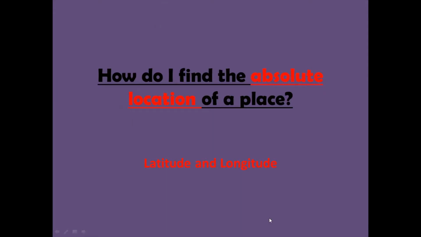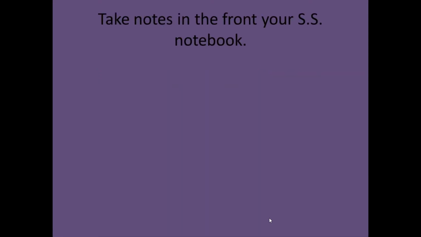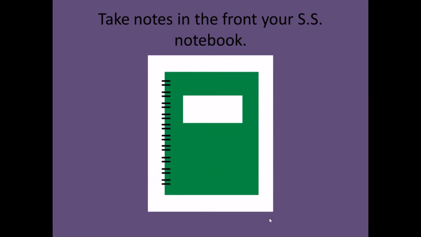I'm going to teach you how to find absolute location of a place, what you can think of as latitude and longitude. First, though, let's talk about what absolute location means. I would like you to write this definition in the front of your social studies notebook, so make sure you get that out. If you don't have your notebook, then you need to get a piece of paper, write it down, and then insert it into your notebook with tape or a staple later.